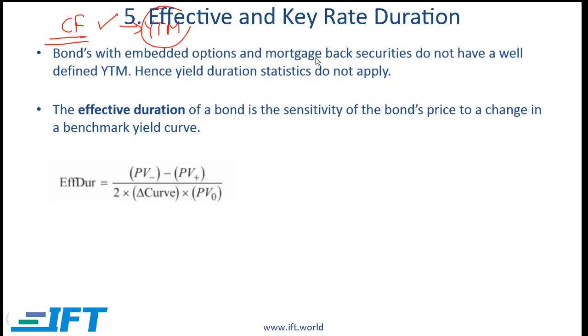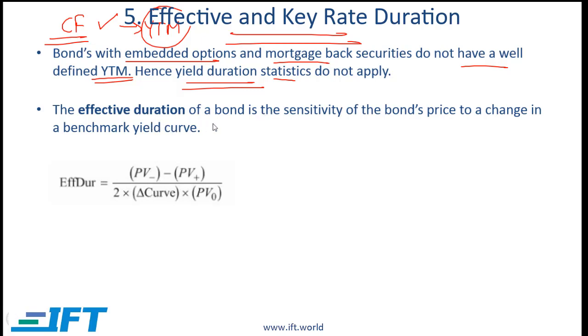But what about mortgage-backed securities and bonds with embedded options? These bonds do not have a well-defined yield to maturity. The reason is that cash flows depend on external factors such as interest rates, so there is no well-defined yield to maturity. Therefore, the yield duration measures that we've talked about so far, such as Macaulay duration, modified duration, and approximate modified duration, do not apply. We need another duration measure, and this is where effective duration comes in.